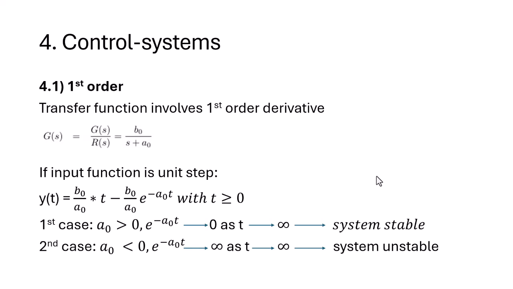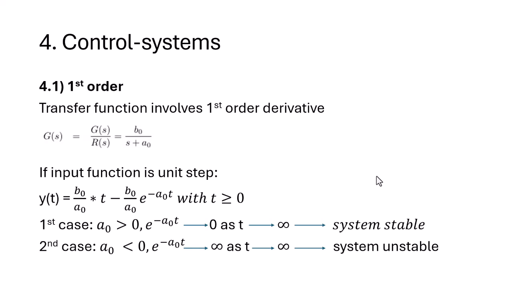So a first order control system is a system where the relationship between input and output, which is the transfer function, involves the first order derivative. So here we have the general form b0 over s plus a0. If the input function is a unit step, then we have the time-based function, which is b0 over a0 times t minus b0 over a0 times exponential of negative a0 times t, with t greater or equal than 0.